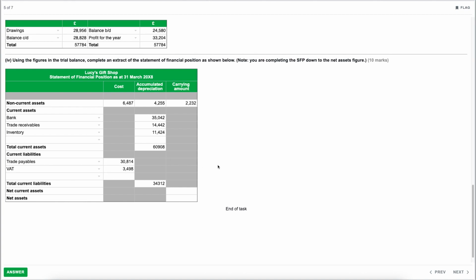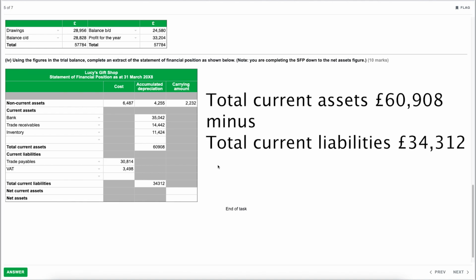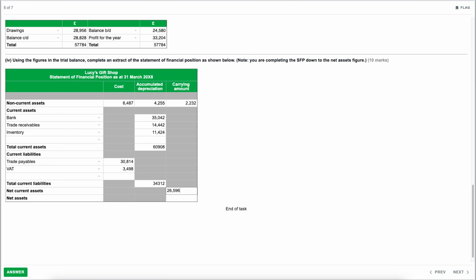Fantastic. We can then work out our net current assets figure, which is just our total current assets minus total current liabilities, which gives us a figure of 26,596. And then the net assets figure would be the non-current assets plus our net current assets. So add those two together, and that gives us a net assets figure of 28,828. Fantastic. Okay, hopefully nothing too challenging in that one.